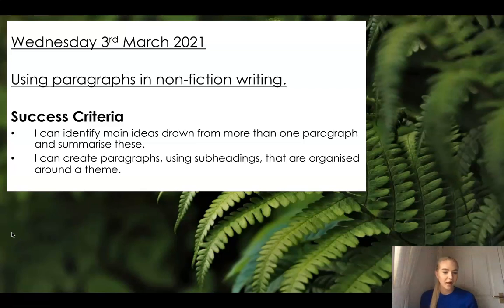Good morning, Year 4. I hope you're well. Welcome to today's English session. In today's session, you're going to be using paragraphs in non-fiction writing.